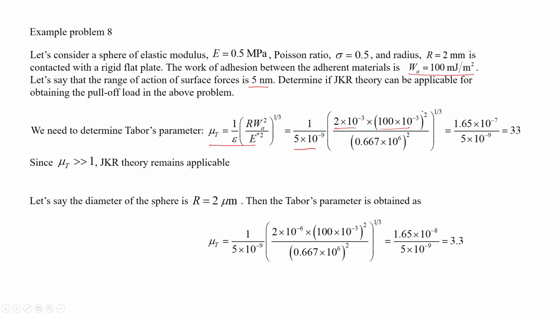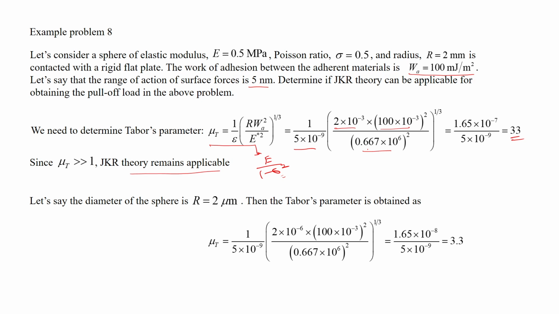And E star is E over 1 minus sigma square, as you know. Sigma is the Poisson ratio, that is 0.5. In some earlier problems we have estimated this quantity, and it comes out to be about 0.667 into 10 to the power 6, the megapascal, so 10 to the power 6 Pascal, and whole square and whole to the power 1 upon 3. So, you work out this whole calculation, it comes out to be 33. That means this mu t, the Tabor parameter, is much greater than 1, and therefore JKR theory remains applicable. So, it is alright to use JKR theory in this case.